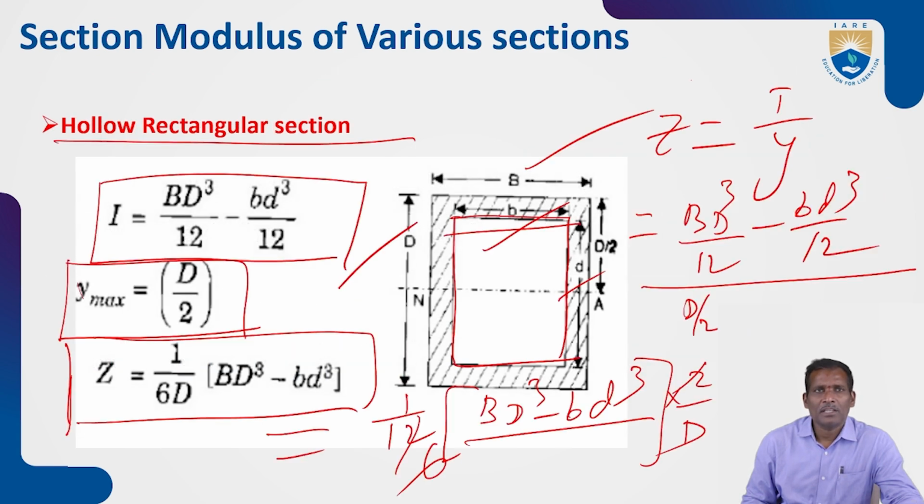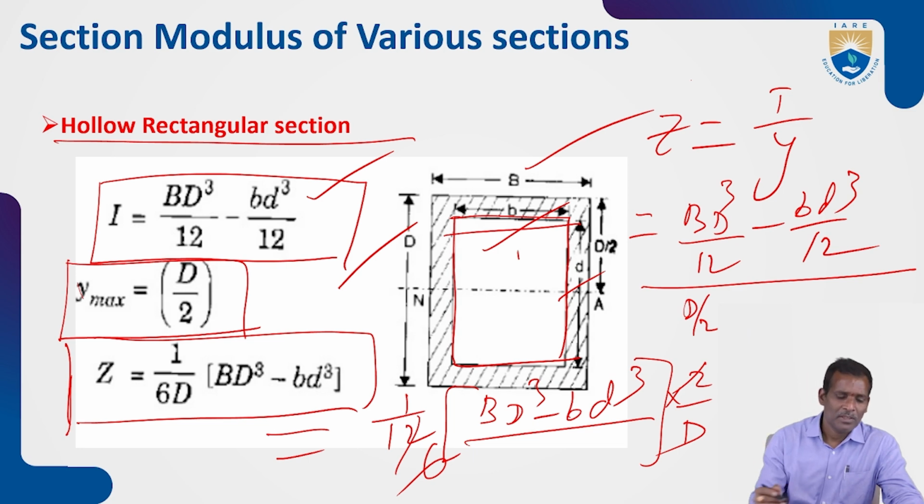Next, the hollow rectangular section. So here it is B D cubed by 12 minus the internal dimensions also, b into small d cubed. Subtract those inside dimensions and you will get the moment of inertia of the hollow rectangular section. So substitute this I and y, and you will get Z.